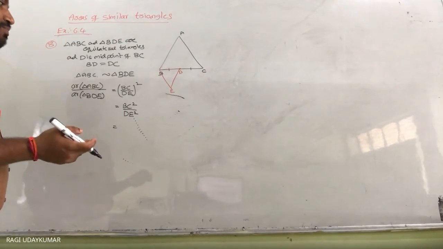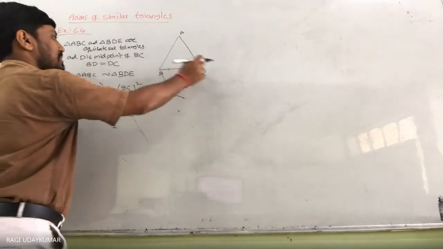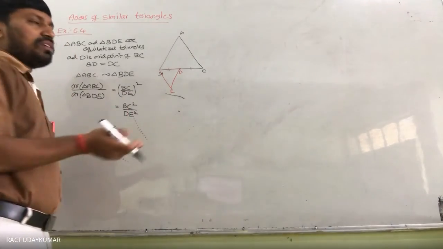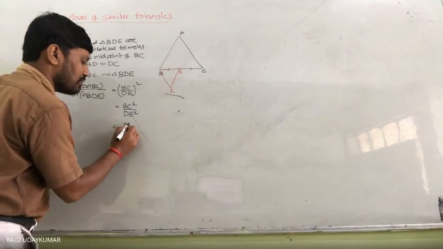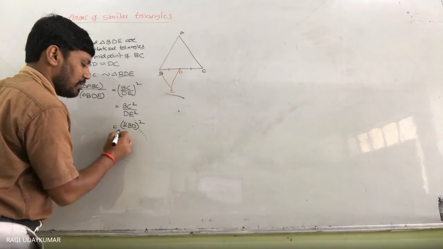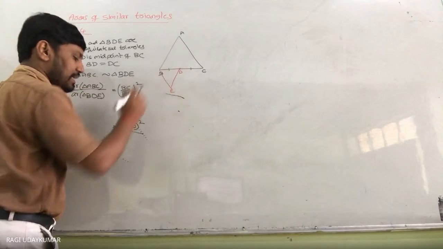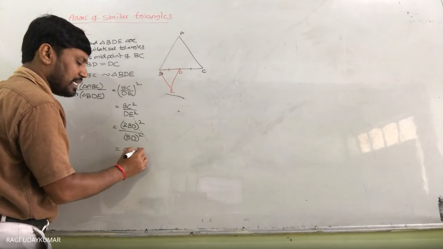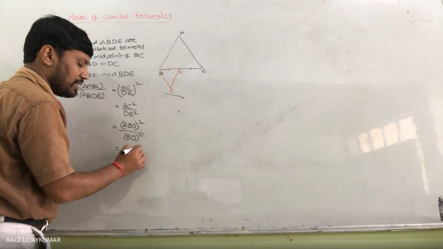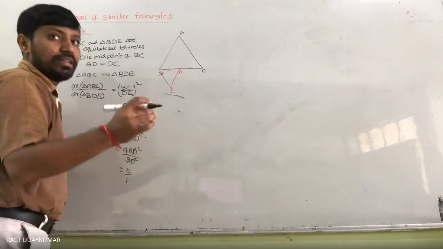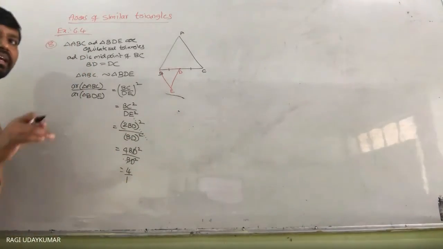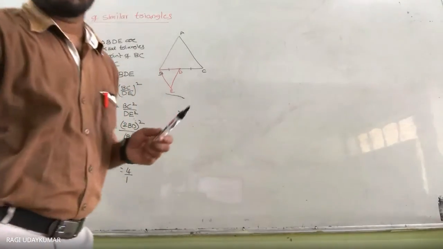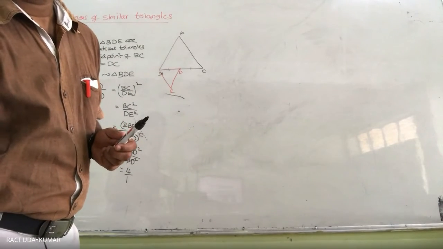BC is double of BD. Otherwise, you can write BC as 2 times BD. Now you write 2 times BD whole square by DE, which is equal to BD. So you get 4 BD square by BD square. BD square gets cancelled. 4 by 1. The answer is 4:1. So be careful that whenever you take a ratio, it should be taken in a proper way. Did you understand? Yes, sir.